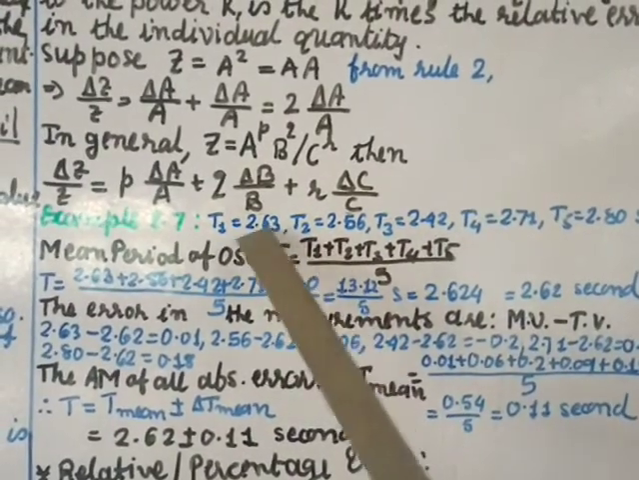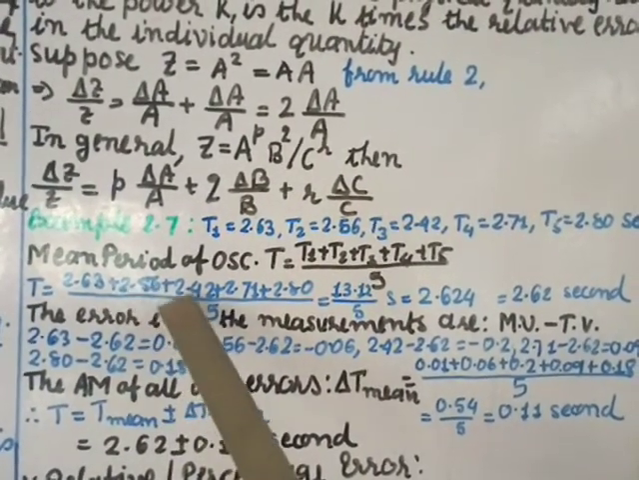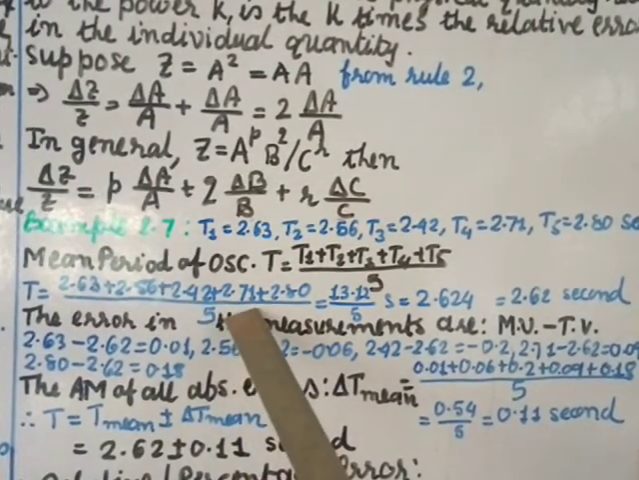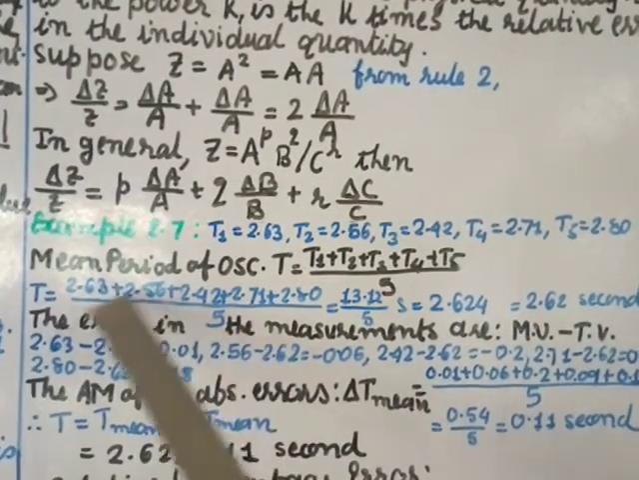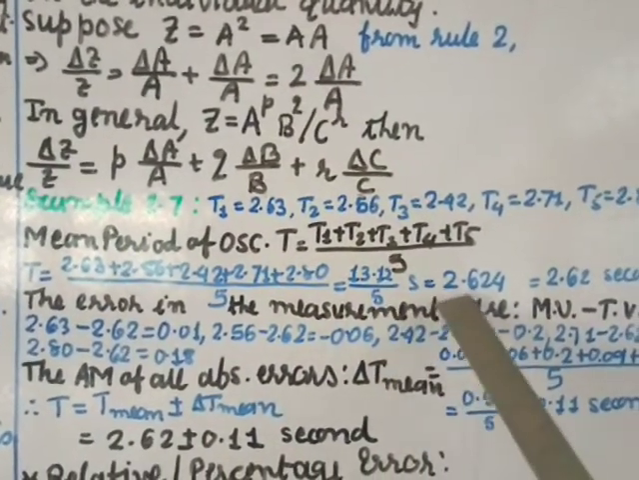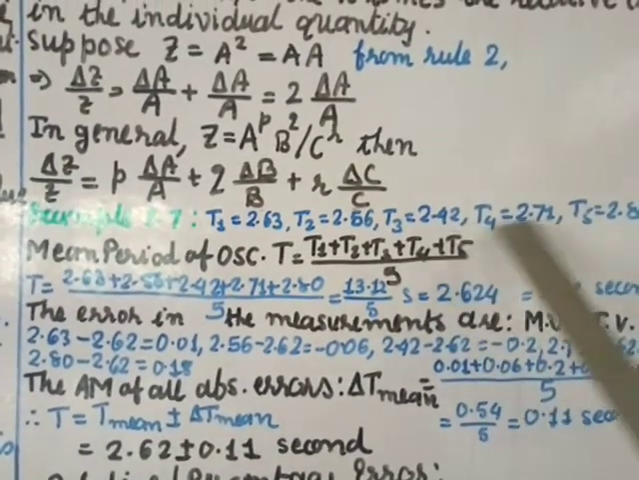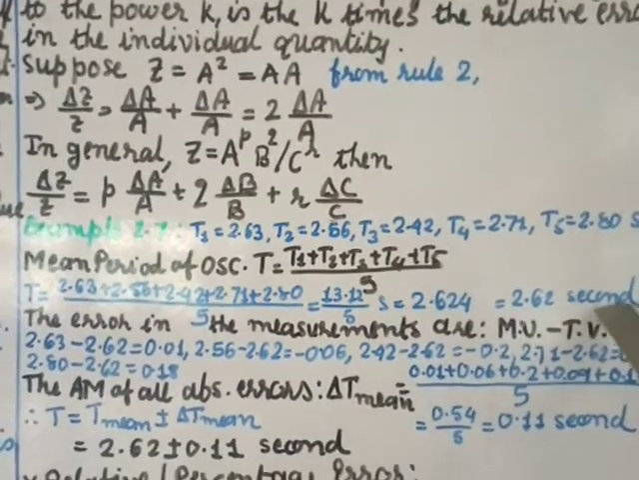Put the value T1 as 2.63 plus 2.56 plus 2.42 plus 2.71 plus 2.80, and the readings are 5. Add this up, it gives you 13.12 by 5. Divide by 5, you get 2.625. Since the precision is given to you as 2 decimals, I'll take this as 2.62 seconds.